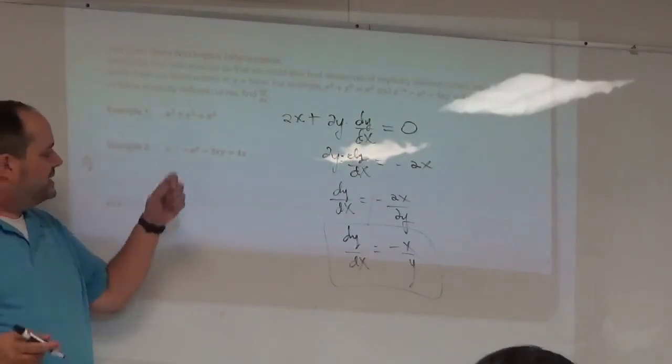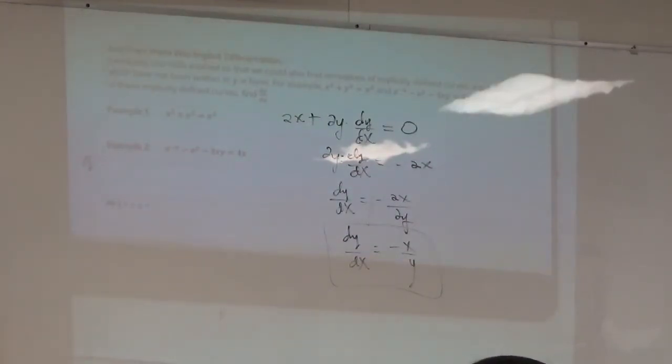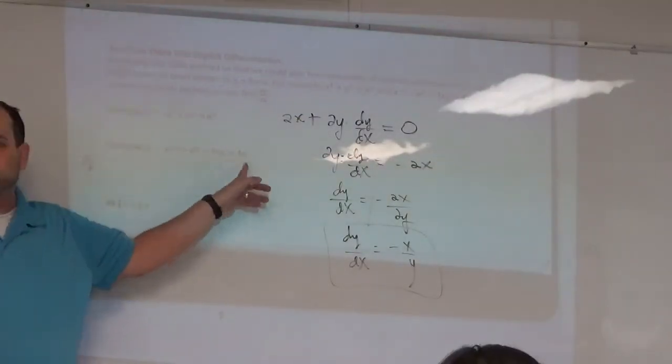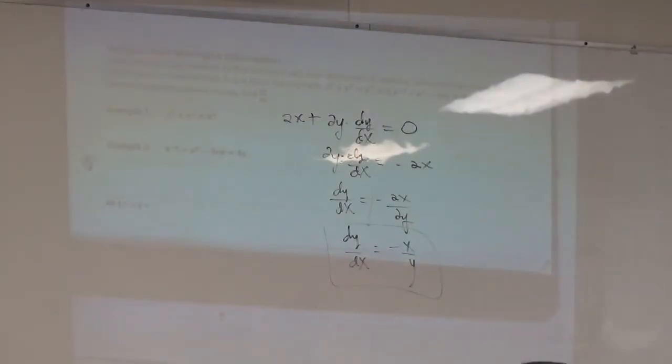All right, last one that we're going to do together, and then some new stuff coming your way. I want to find dy dx for e to the negative x minus e to the y minus 3xy equals 4x. Take a minute. Show me what you can do. Check with your neighbor.